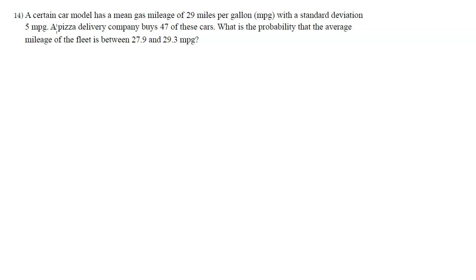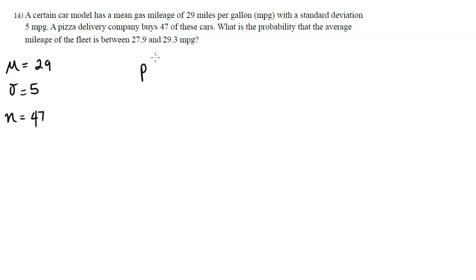Okay, delivering pizzas. A certain car model has a mean gas mileage. So this is for the whole car model. Population mean is 29 miles per gallon, and that population standard deviation is 5 miles per gallon. A pizza delivery company buys 47 of these cars. So the number of cars they bought, 47.